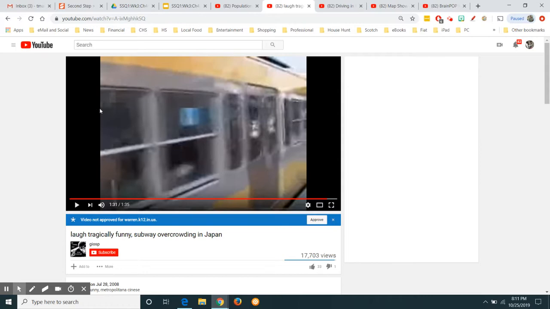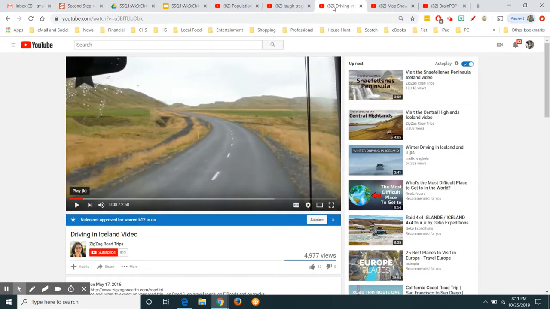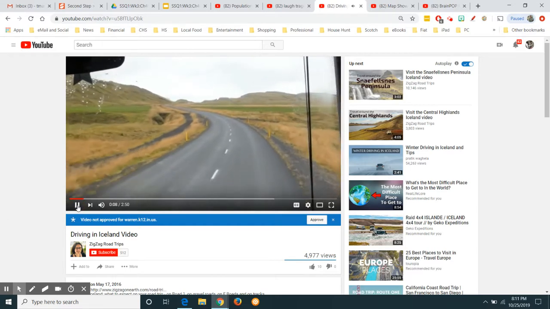Now, on the other side of the spectrum, remember I had said that Japan has 880 people per square mile. In contrast, Iceland has something called a very low population density. It has 3 people per square mile. Japan, 880 per square mile. Iceland, 3 people per square mile. Check out the difference. Remember the train station. Now let's look at Iceland.